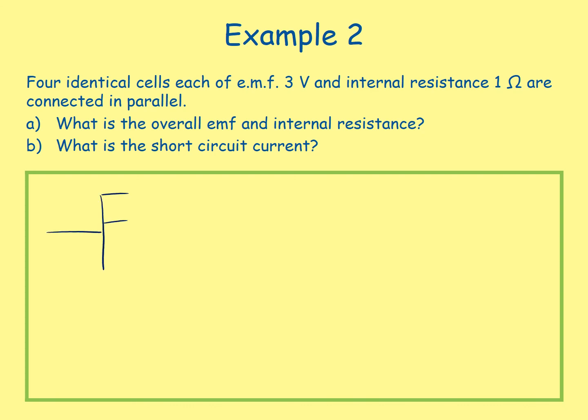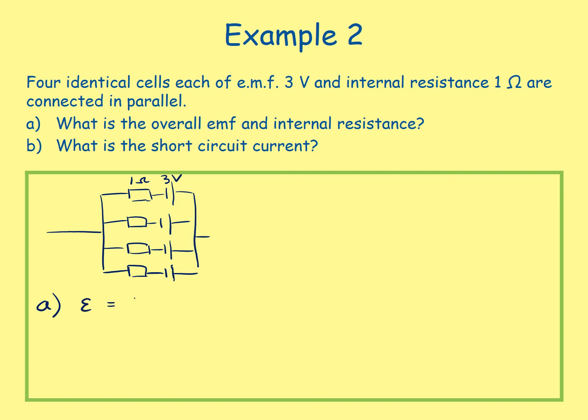We have 1, 2, 3, 4 identical cells. We can split that up into their internal resistance and our cell just there. And we can label this. We've got 1 ohm for each of our resistors and 3 volts for each of the EMFs. So the overall EMF this time, thinking about our rule for voltage in parallel, the EMF we don't really need to do anything for. It's just going to be 3 volts. Voltage in parallel is the same.